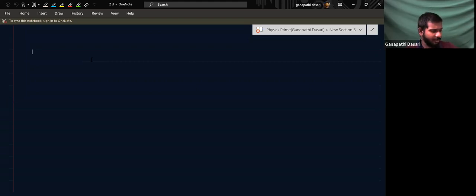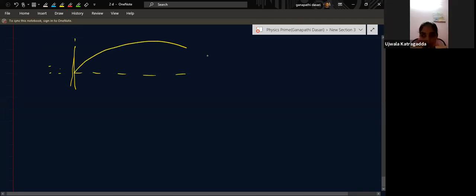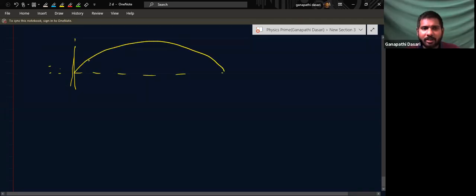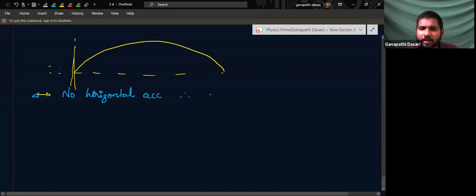Another important point is that in the basic projectile motion that I taught you, there is no horizontal acceleration. Note this point: no horizontal acceleration. Therefore, the horizontal velocity will remain constant.